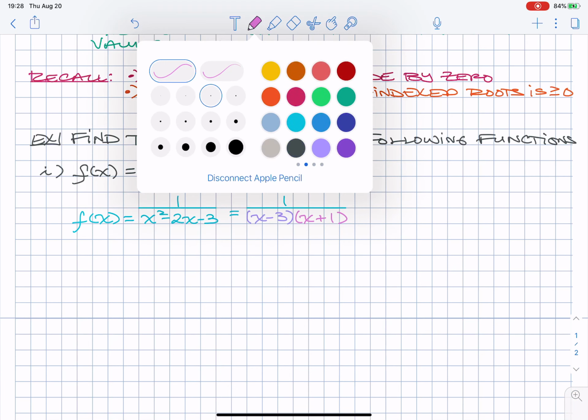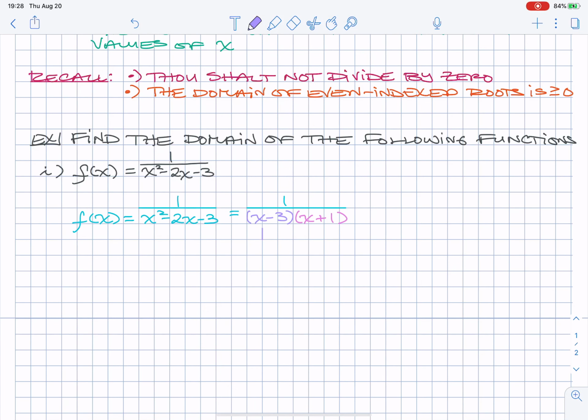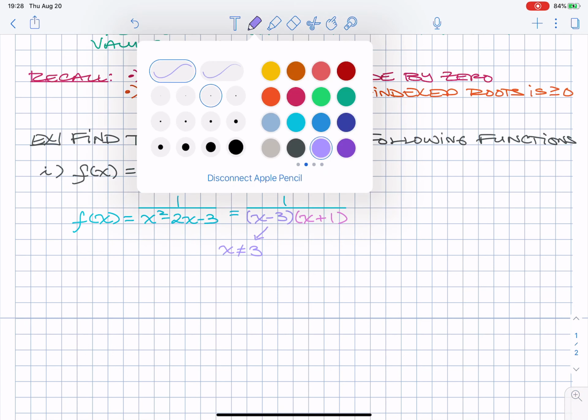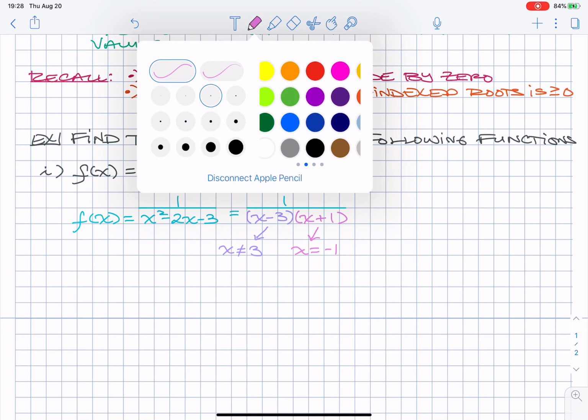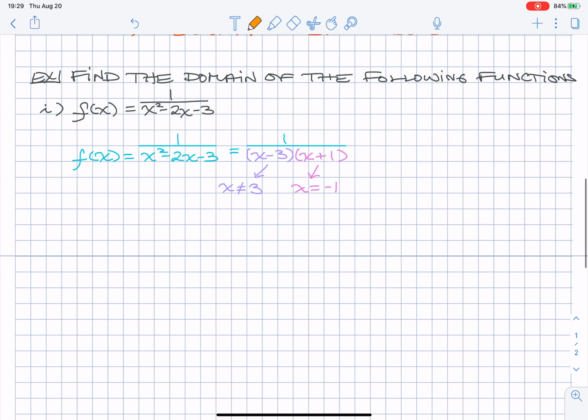So therefore, I know that x cannot be, because thou shalt not divide by 0, I know that x cannot be 3, because 3 minus 3 would be 0. And I know that x cannot be negative 1, because negative 1 plus 1 is 0. So therefore the domain, the way I would write the domain for this function, is the domain.